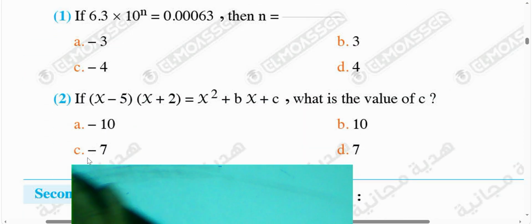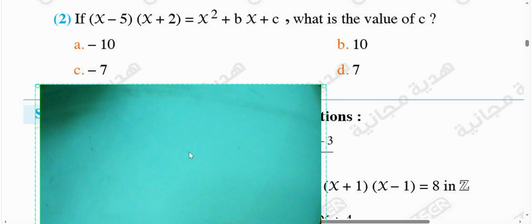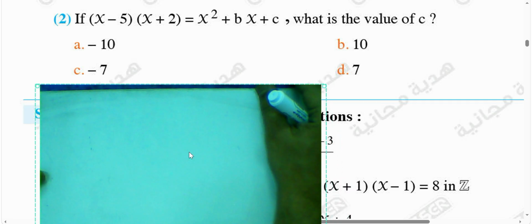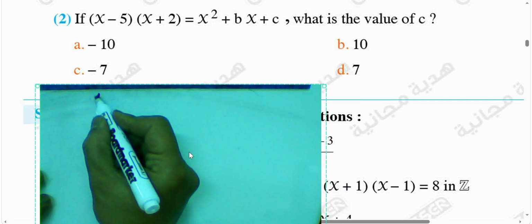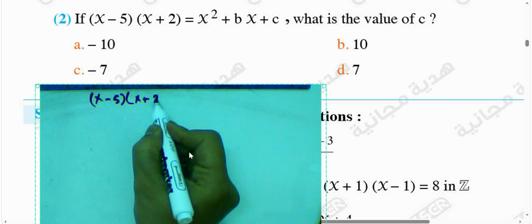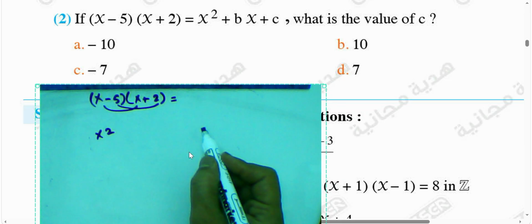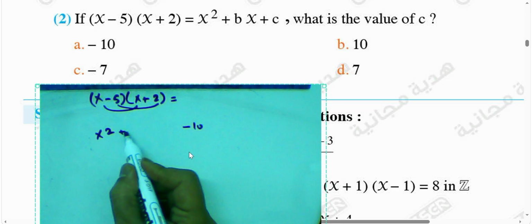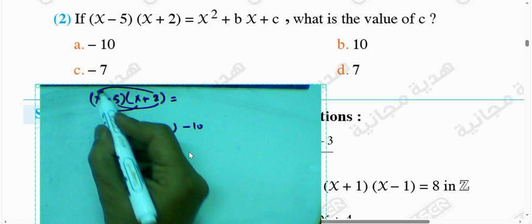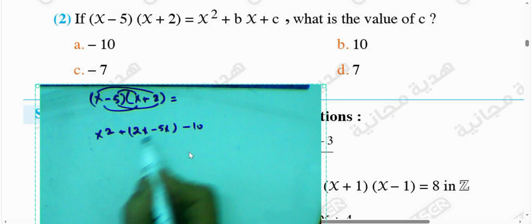x minus 5 product by x plus 2 equal x power 2 plus x plus c. What is the value of c? We can find the value of c here by the rule product first by first, like this. x minus 5 product by x plus 2, first by first, x power 2, and second by second equal negative 10, and the product of extremes equal to x. The product of means equal negative 5x.